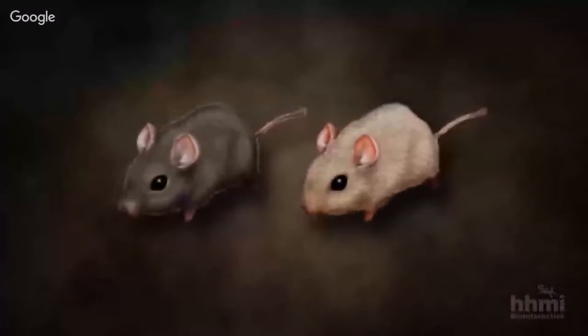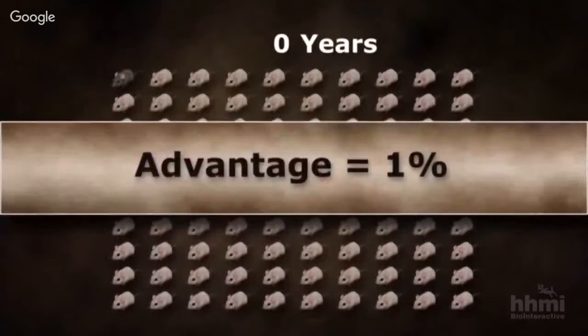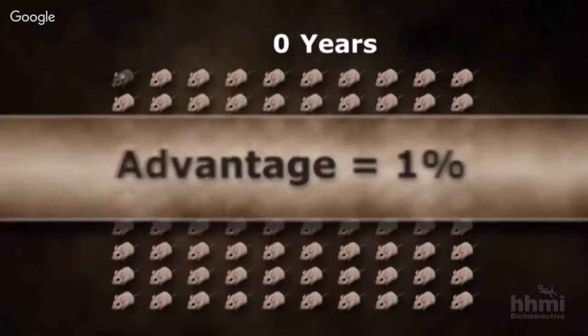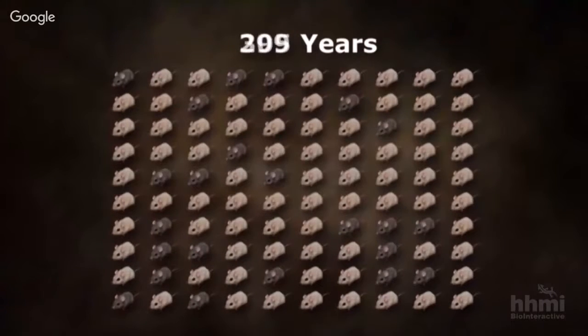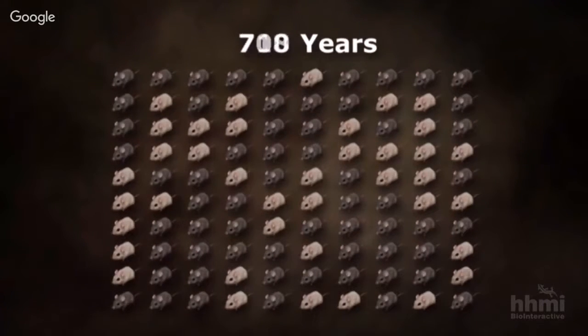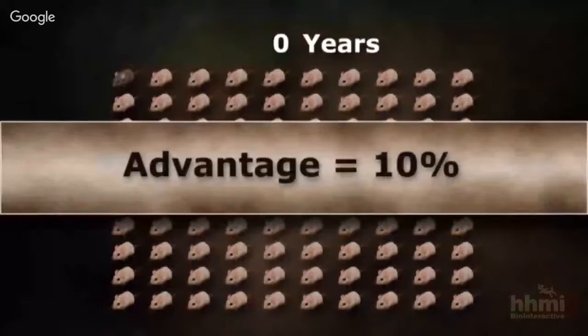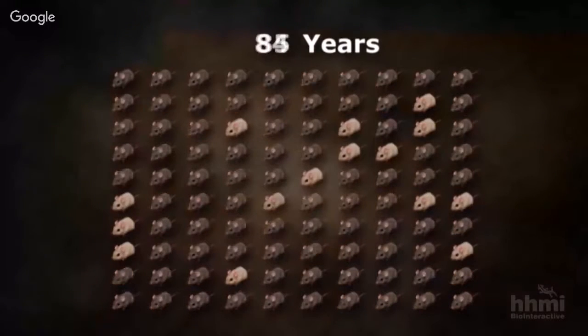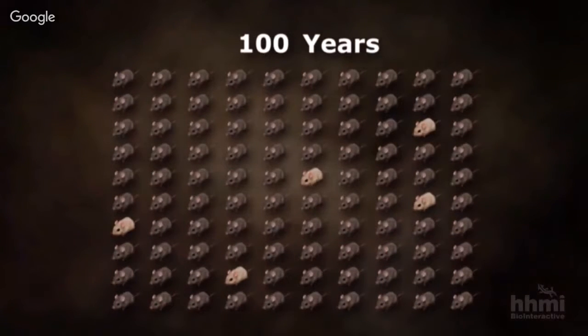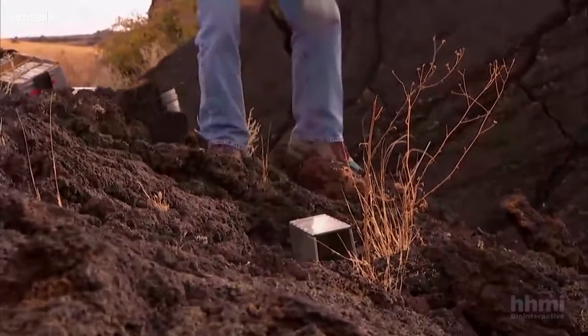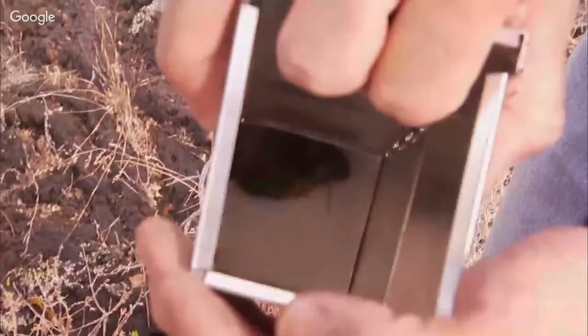If dark color gives mice a 1% competitive advantage, and you start with 1% of the population being dark, in about 1,000 years, 95% of the mice will be dark. If instead, the dark color gives them a 10% advantage, then it only takes 100 years. Thanks to knock-kneed mice, science has an example of evolution crystal clear in every detail.